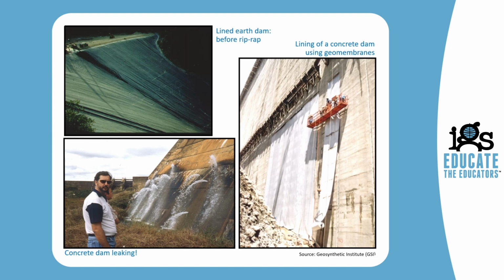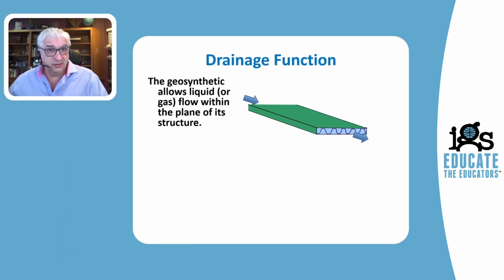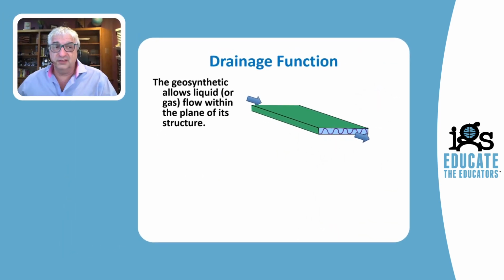And the technique that we use to retrofit the dams is by lining them using geomembranes. The third hydraulic function of geosynthetics is drainage. And by drainage, we really mean in-plane drainage. That is when the geosynthetic allows the flow of liquid within the plane of the geosynthetic.